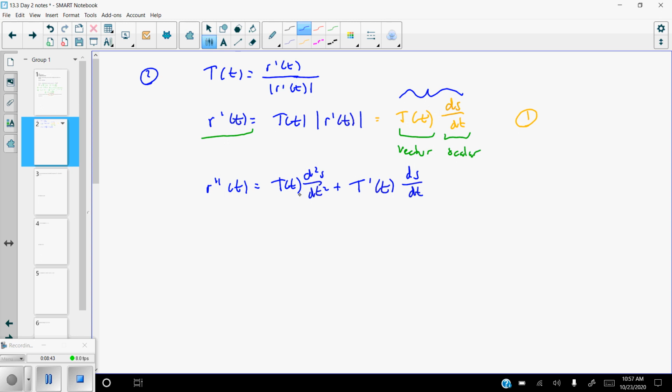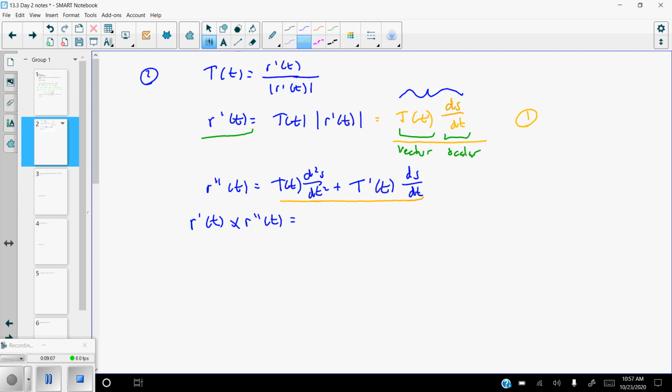Okay, so now I've got something for r prime of t. I've got something for r double prime of t. Now I need to cross those. So we need to do r prime of t cross r double prime of t. Well, that's going to be the cross product of this and this.